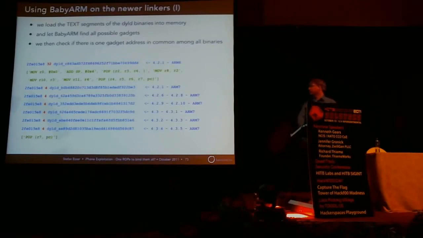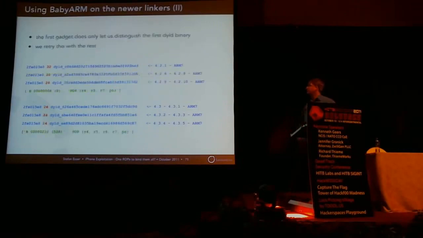So obviously the next step is we will try to give baby ARM the other 6, the remaining 6, and try to find some gadget that is common among all of them. And when we do that, we will see that this time it clustered in 2 different gadgets. They're very similar. It's both times a branch followed by some pop.